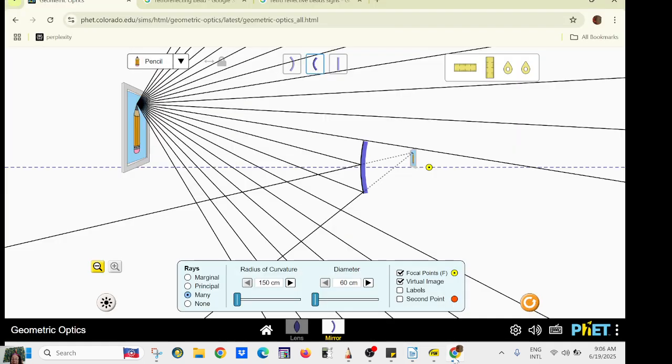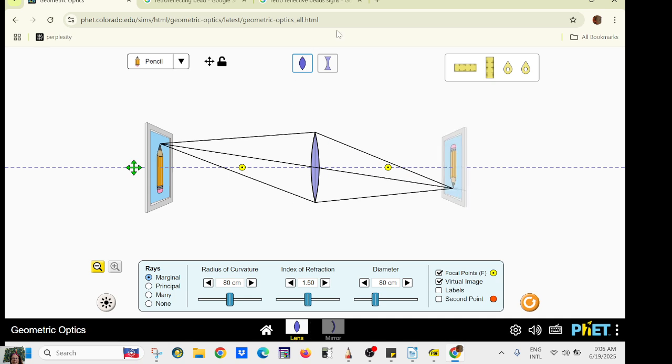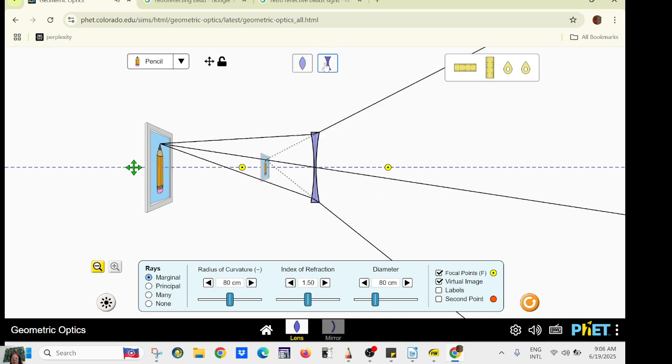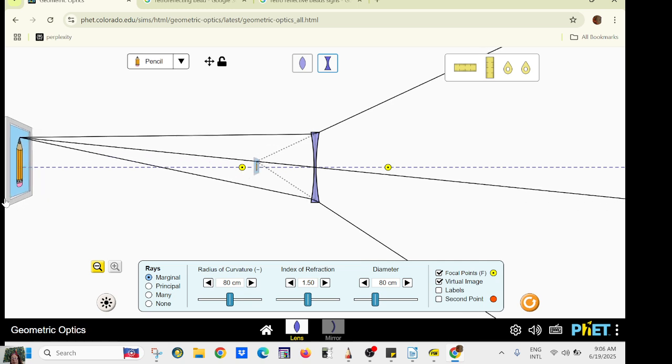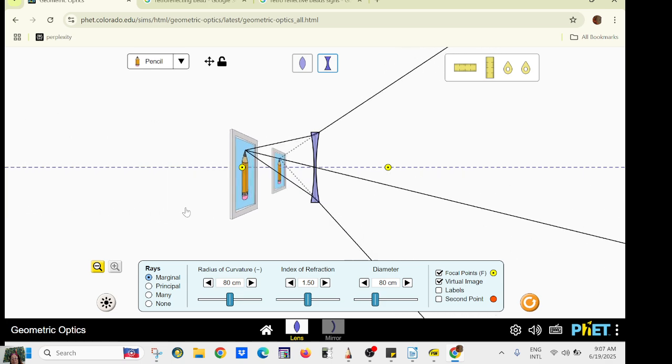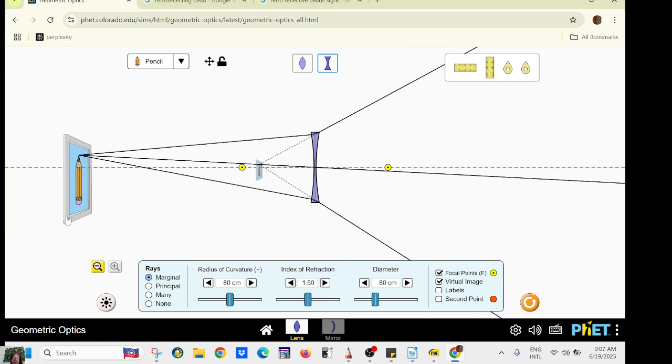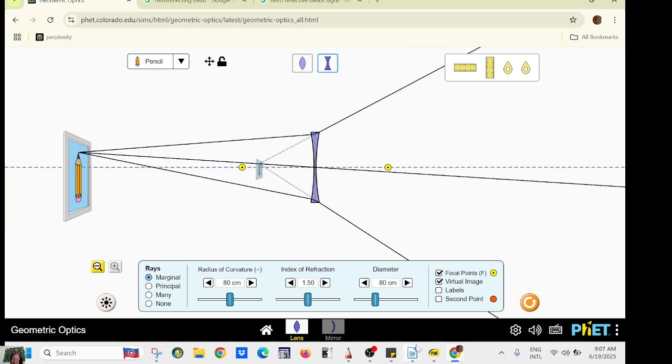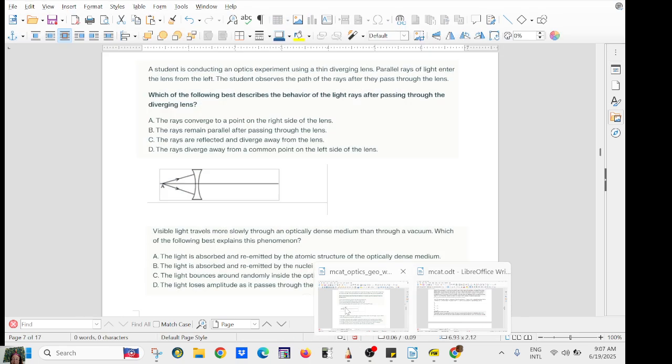So again, you can play with this. You can go to lens. You choose a concave lens, and you see how the rays are diverging. So that's why it's called diverging lens. And you see the image is always virtual. It's always virtual. Okay, so that's an easy one.